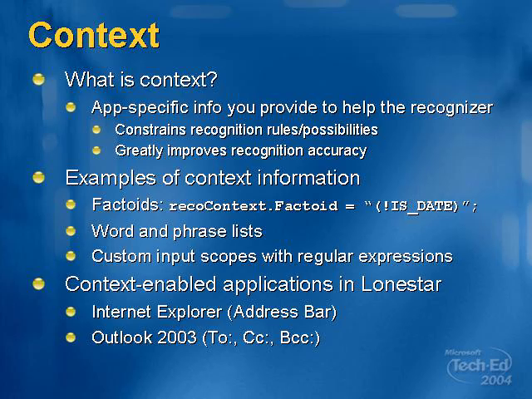We've context-enabled many of the applications that ship in Lone Star, including Internet Explorer and a whole bunch of the Office applications. So, for example, in Outlook, the To field will bias towards valid email addresses. You can set context programmatically in ink-enabled applications just by setting what's known as the factoid property on the reco context, using the format shown here under examples of context information.